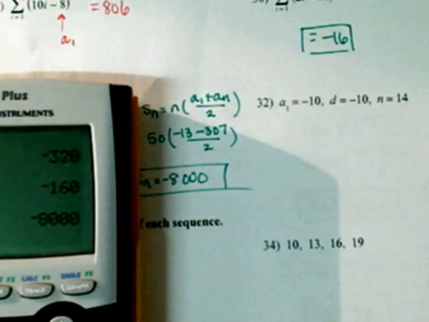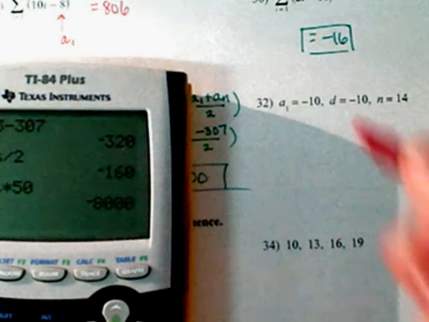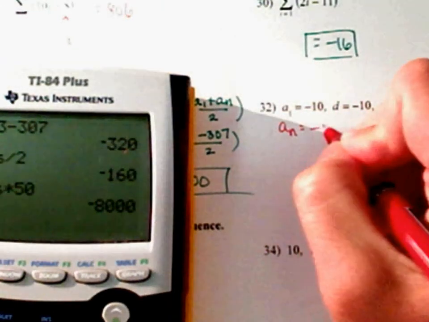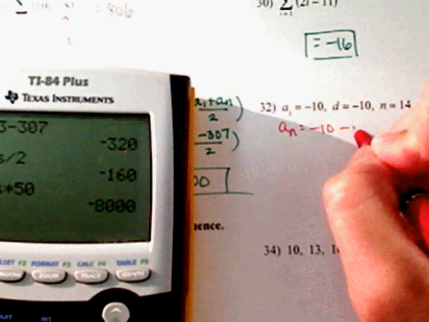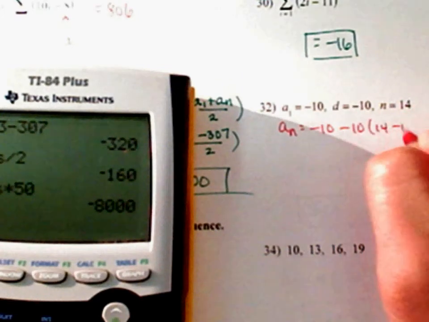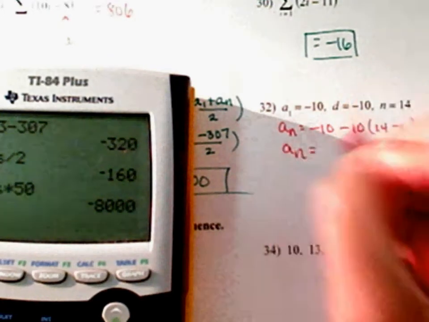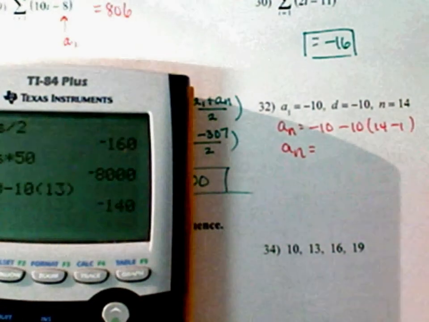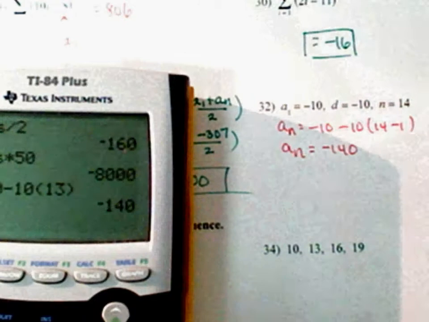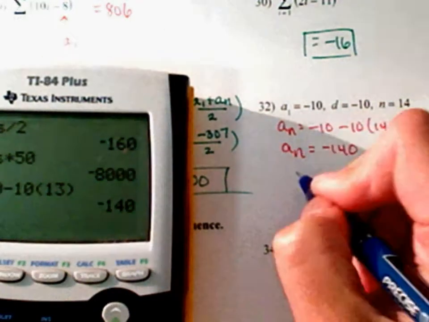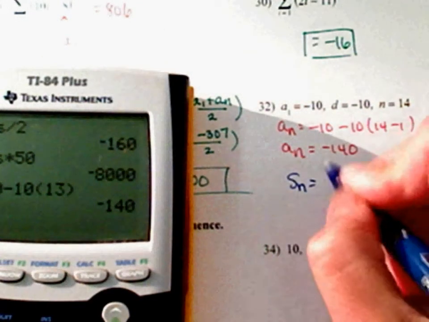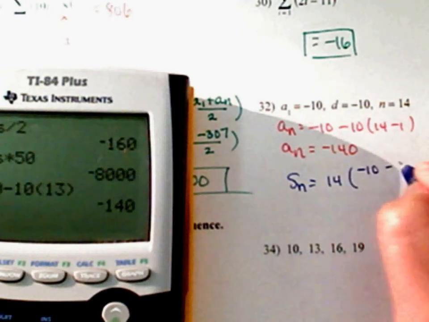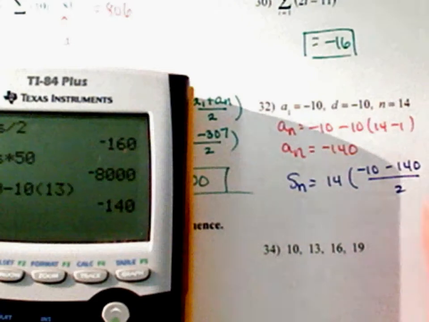Number 32, same thing, I need my a of n first. And how you're going to find it, I'm going to use my explicit formula, negative 10 plus my d, which is negative 10, 14 minus 1. And a of n is equal to negative 10 minus 10 times 13, comes out to be negative 140. Now that I have that information, I can find the sum. N is 14, first term, negative 10, last term, negative 140, all of that divided by 2.